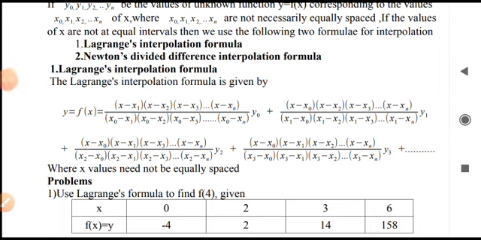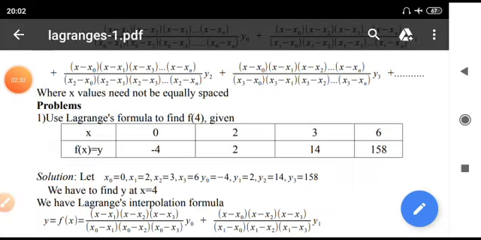plus x minus x0 into x minus x1 into x minus x3, it continues up to x minus xn, whole divided by x2 minus x0 into x2 minus x1 into x2 minus x3, it continues up to x2 minus xn, multiplied by y2, plus x minus x0 into x minus x1 into x minus x2, etc., up to x minus xn, whole divided by x3 minus x0 into x3 minus x1 into x3 minus x2, etc., up to x3 minus xn, multiplied by y3, plus etc., where x values need not be equally spaced.